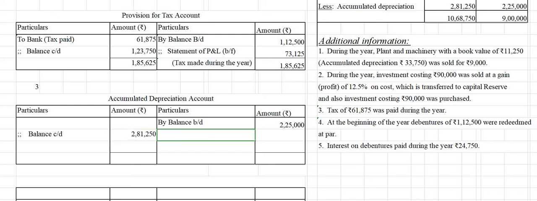2,81,250. Okay. Now here it is given that in the adjustment during the year, plant with a book value of rupees 11,250, accumulated depreciation 33,750 was sold.